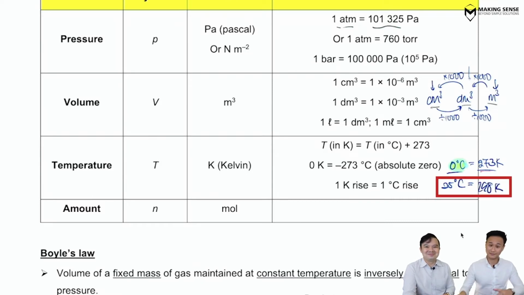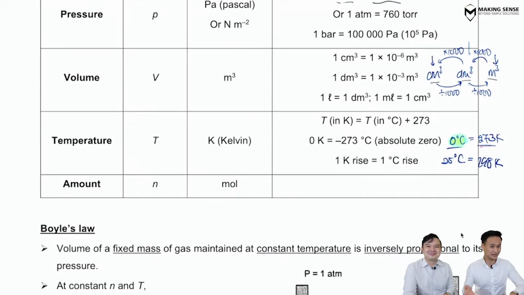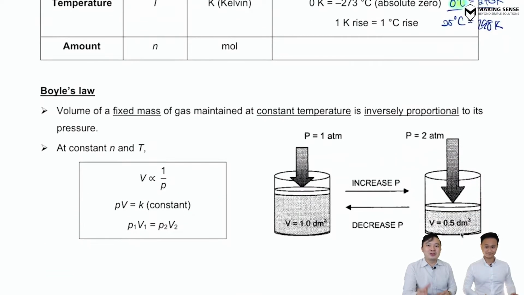All right. Now, last but not least, we have amount, and you guys should know this by now. Amount always refers to number of moles, okay? And the SI unit for moles is just mol, M-O-L, okay? Now, what we're going to do now is we're going to take a look at all these physical quantities and how do they relate to each other.